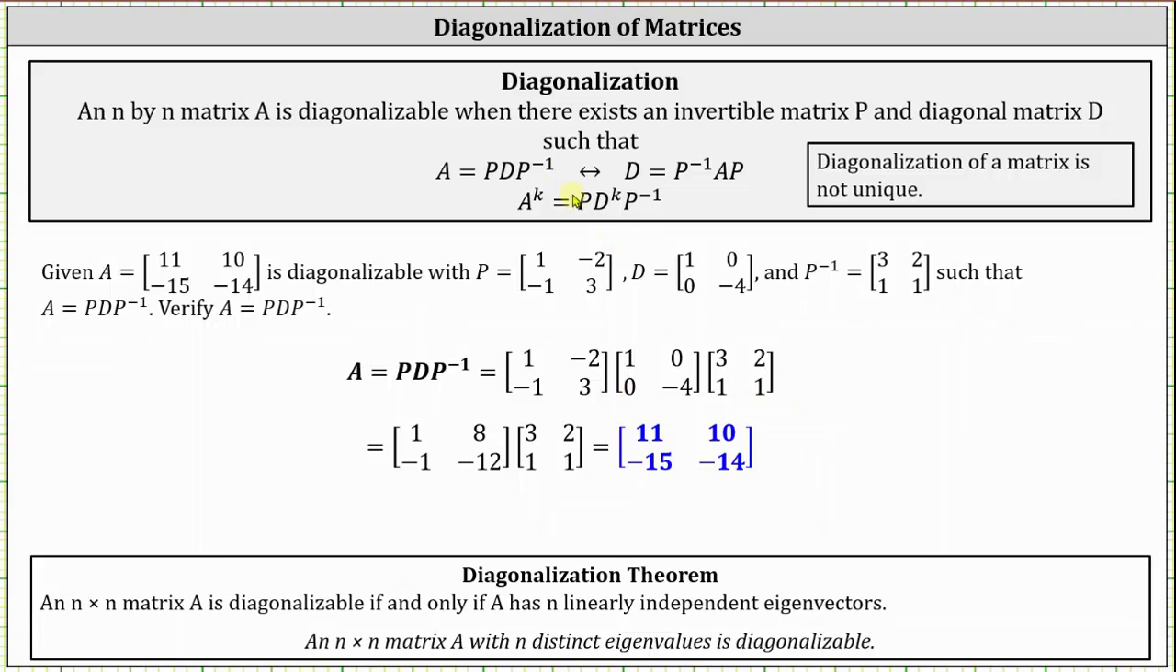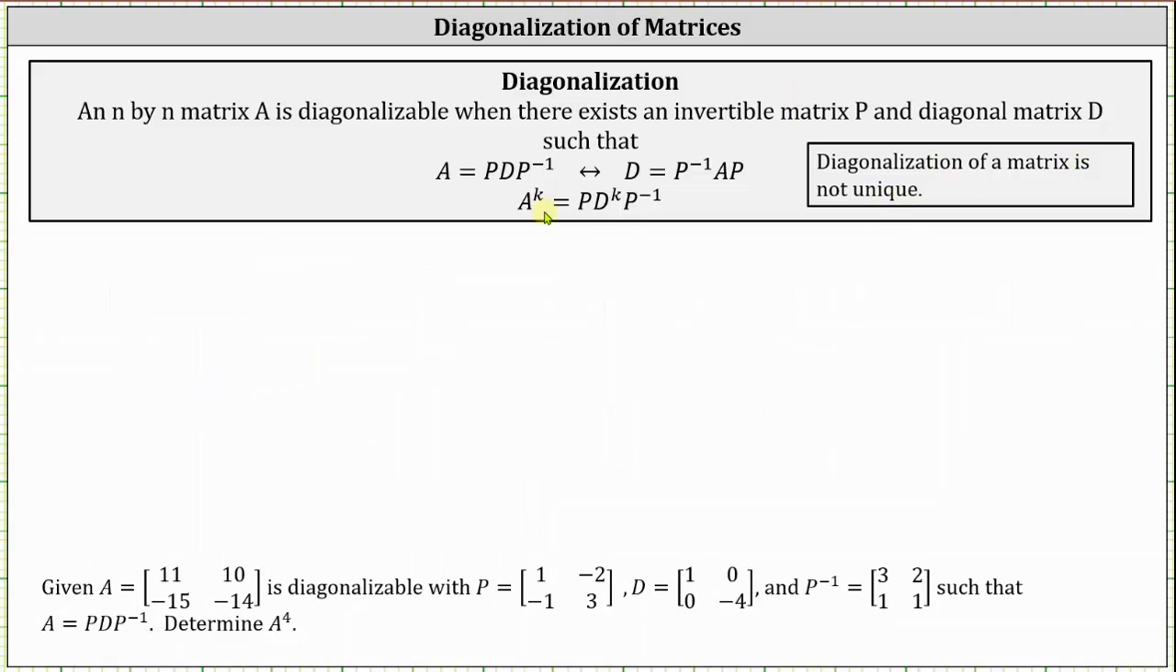Now, not all matrices are diagonalizable. If we take a look at the diagonalization theorem below, an n by n matrix A is diagonalizable if and only if A has n linearly independent eigenvectors. So the diagonalization process of a matrix is an eigenvalue eigenvector problem. And we can also say that an n by n matrix A with n distinct eigenvalues is diagonalizable. It's also true that the diagonalization of a matrix is not unique.